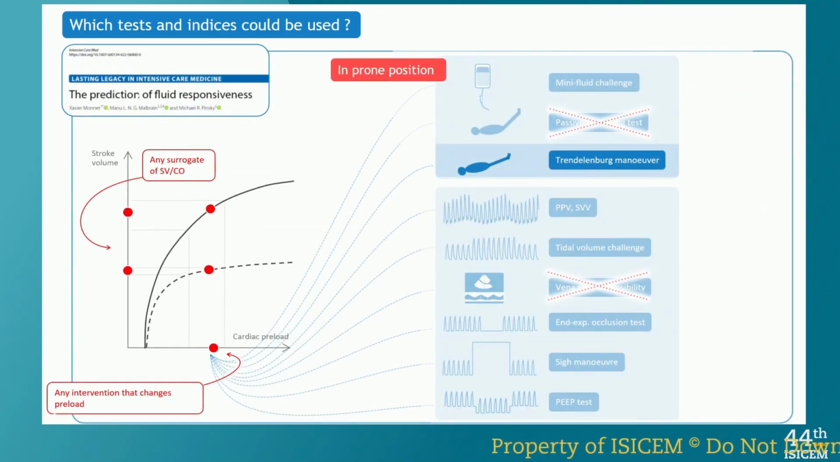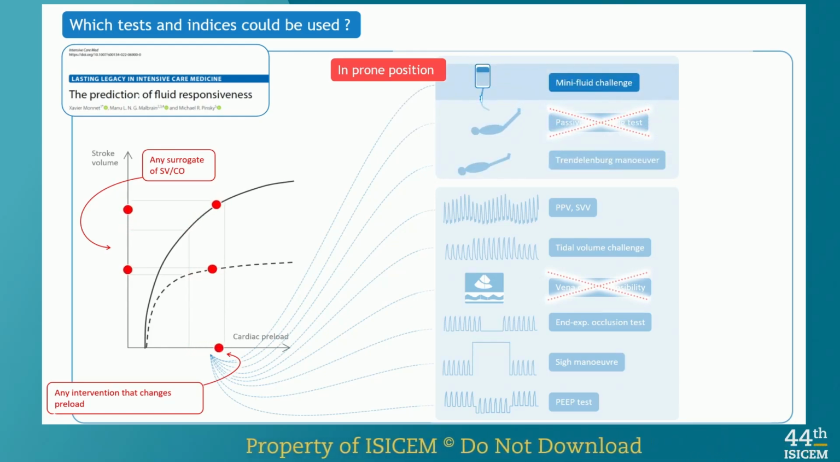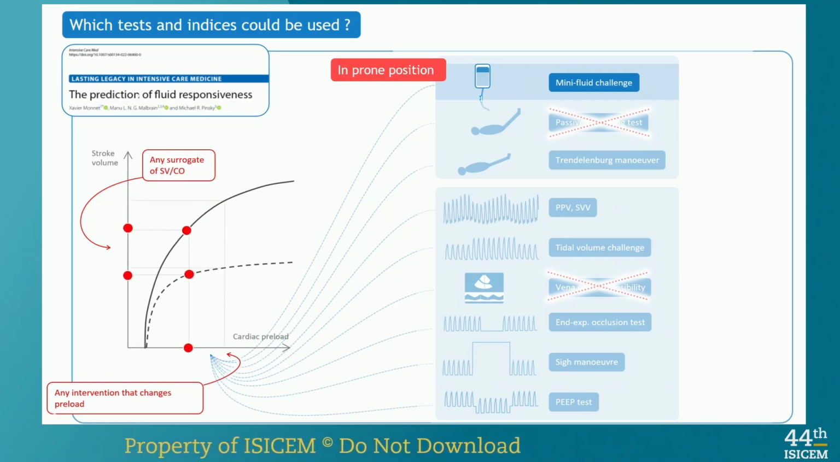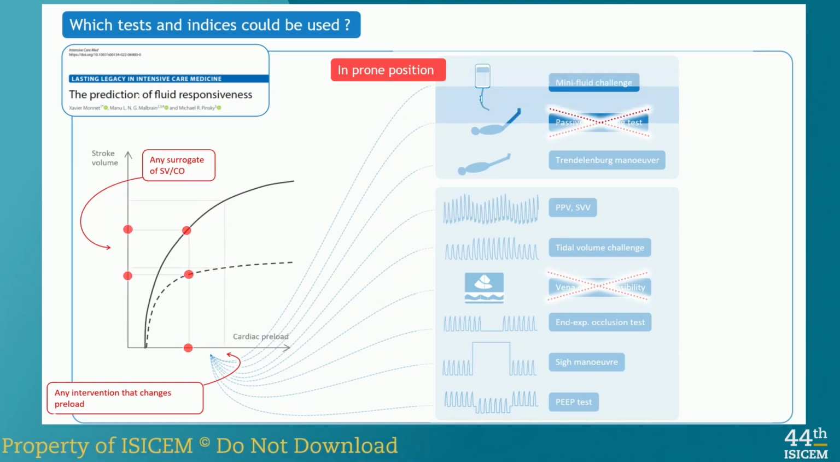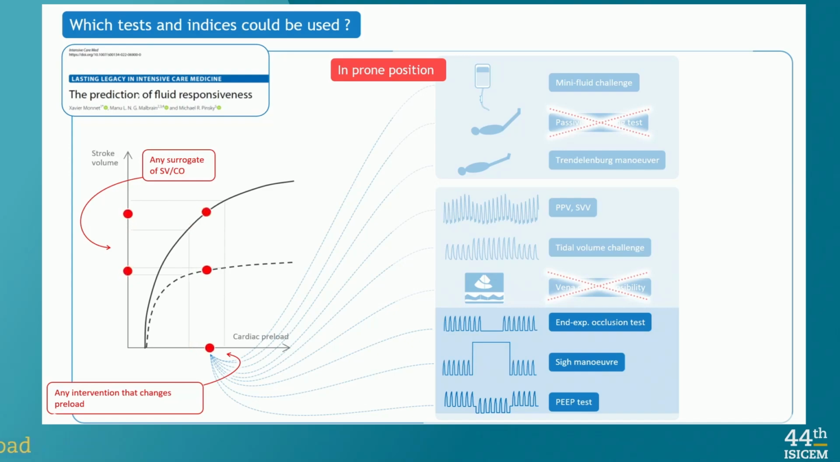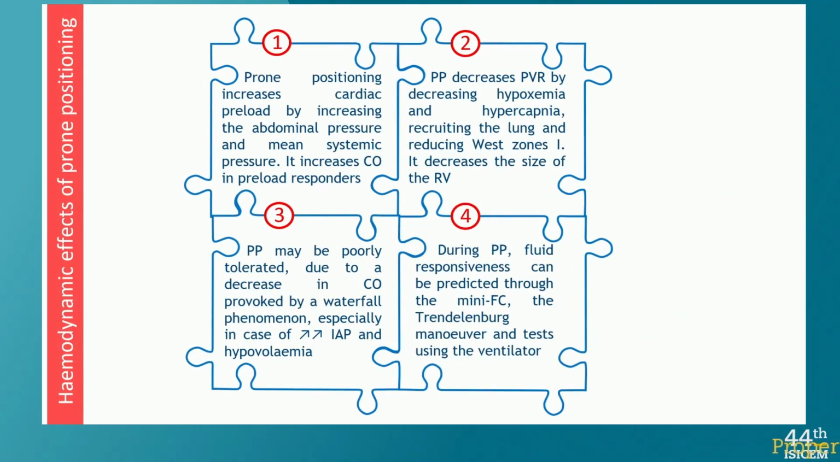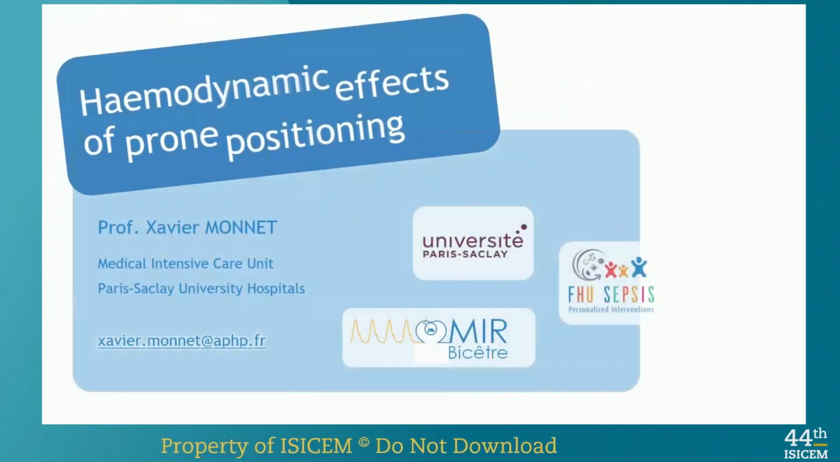Of course, you may also use, and I have no time to go through that, the other ways: mini fluid challenge, in spite of its disadvantages and limitations, but also the other tests which use the ventilator, which are not affected by prone position: tidal volume challenge, expiratory occlusion test and the PEEP test that we recently developed. My last message is, during prone positioning, fluid responsiveness can be predicted through the mini-fluid challenge, the Trendelenburg maneuver likely, and the other tests using the ventilator. Thank you very much for your attention.